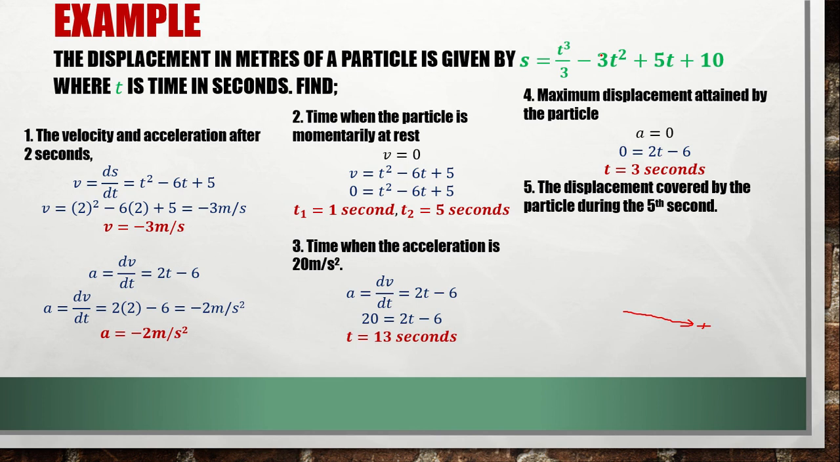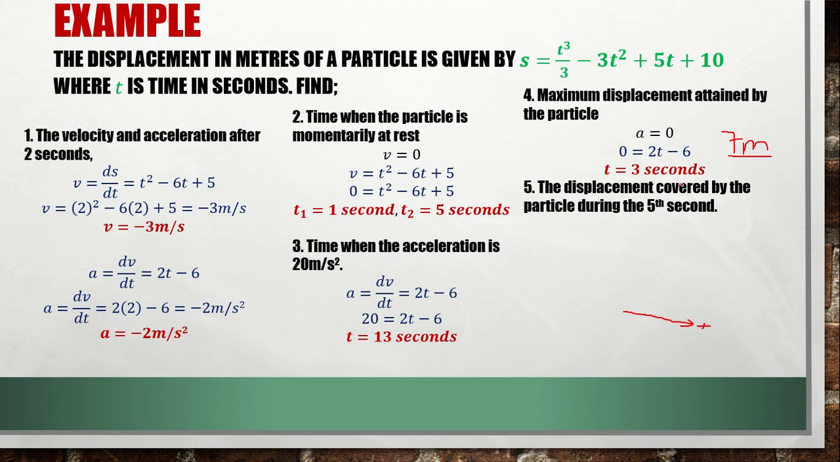3 cubed, which is 27, divided by 3, which basically gives you 9, minus 3 squared, which is 9, multiplied by 3 is 27, plus 5t, if you substitute 3, that's 15, plus 10 gives you 7 meters. So the maximum displacement covered is 7 meters. So I can write it here for you, 7 meters.